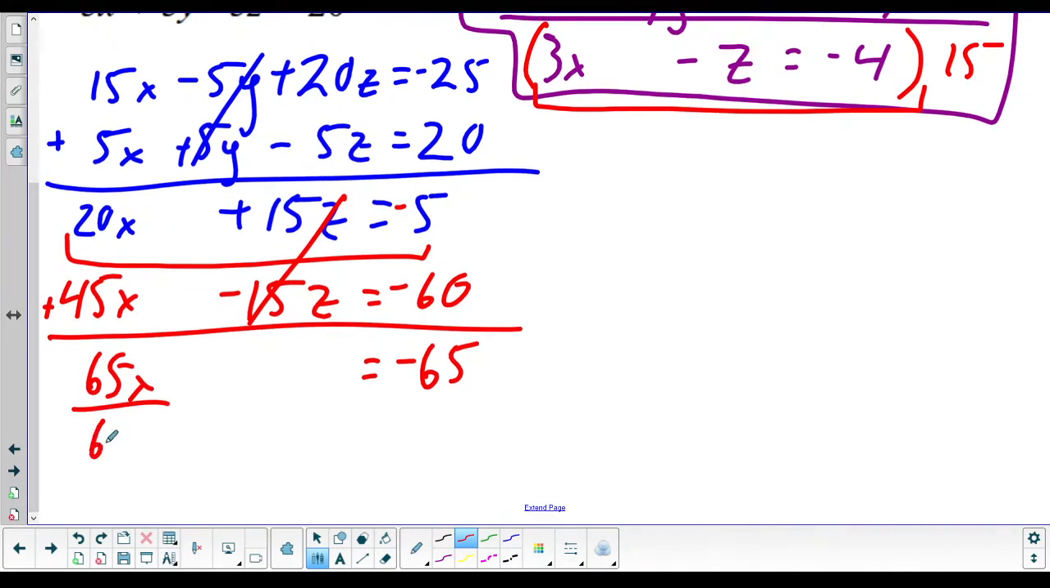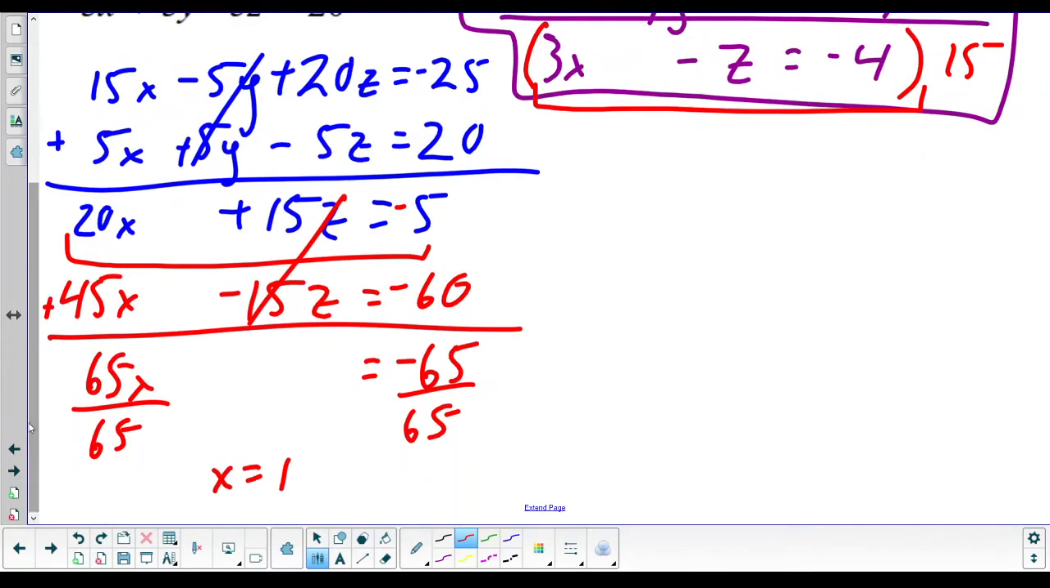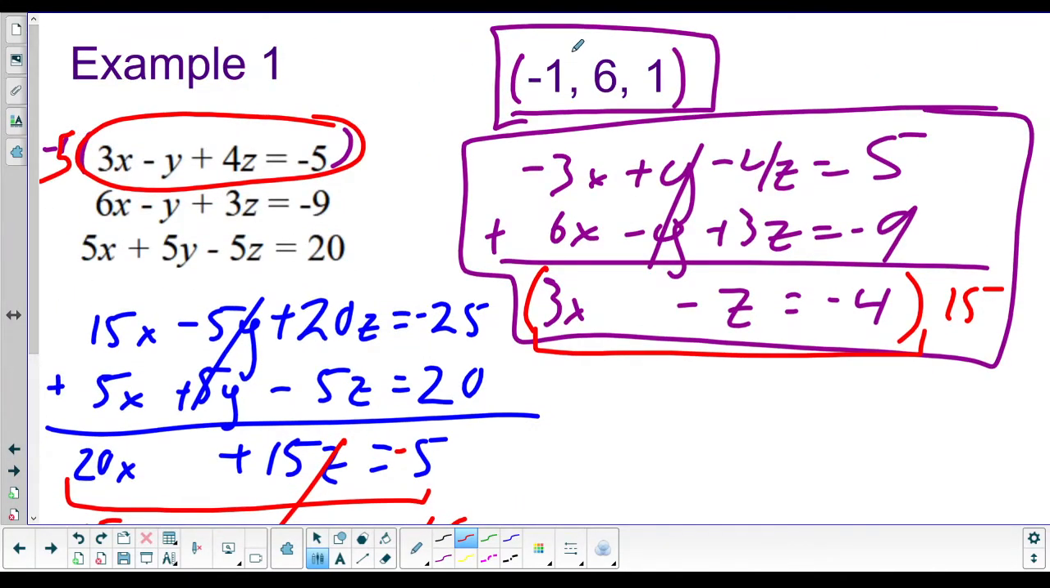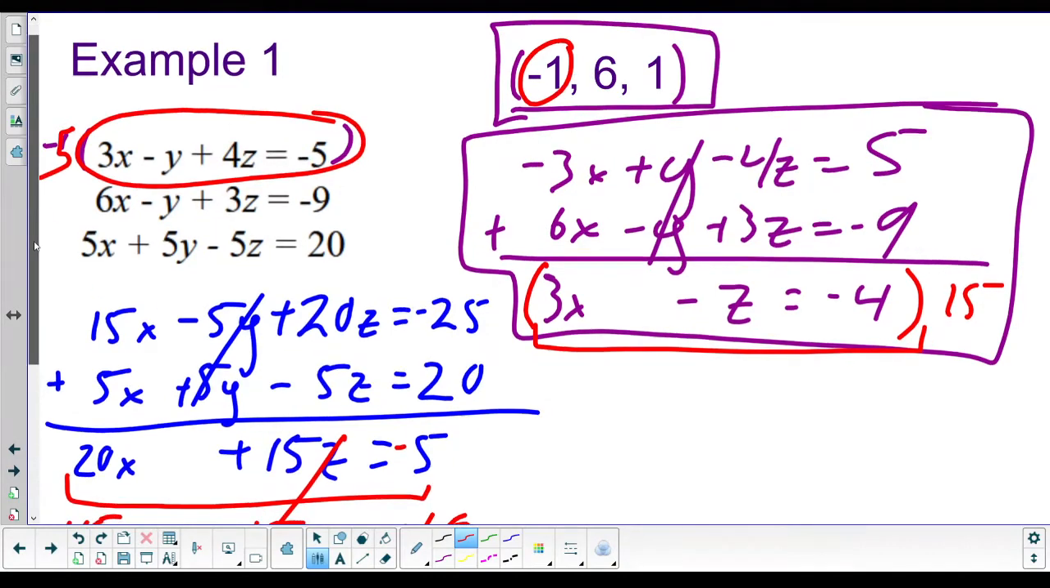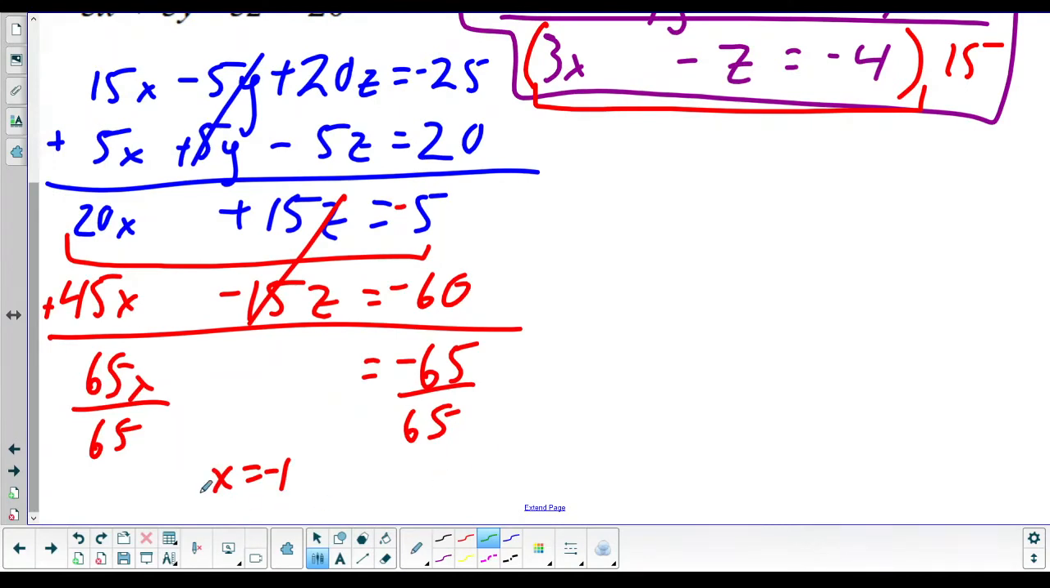Divide both sides by 65. We have x equals -1. Yeah, a negative divided by a positive is a negative. So -1. All right, so we have our x. Now, to get the y and the z, all we have to do is take our x and start plugging it back in to older equations.